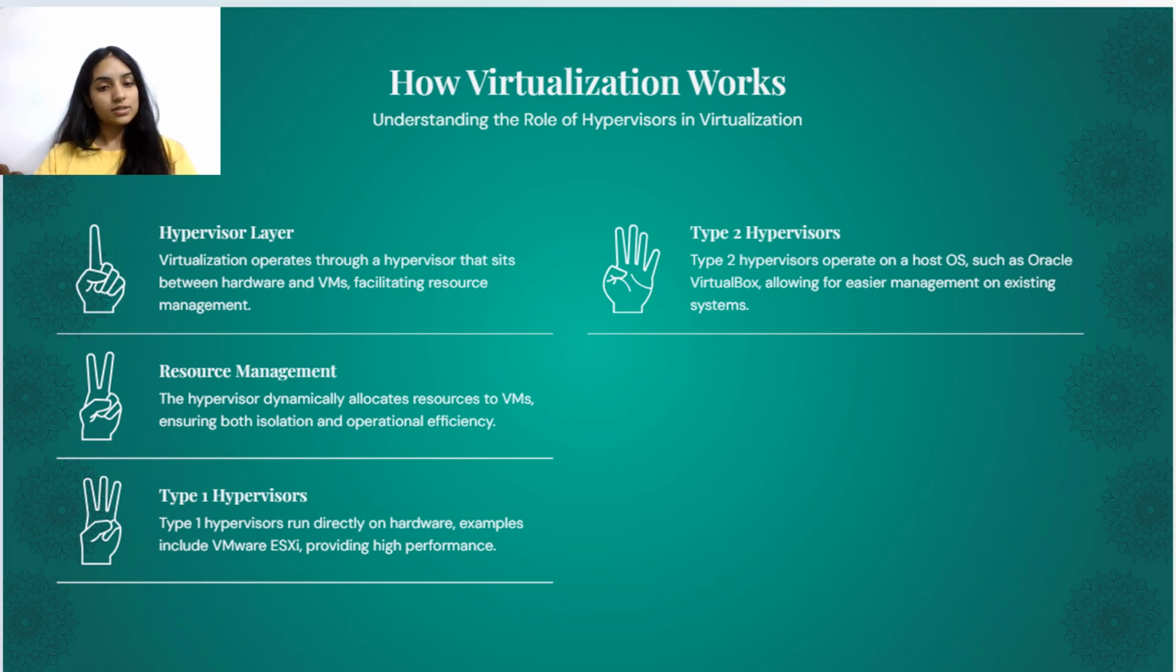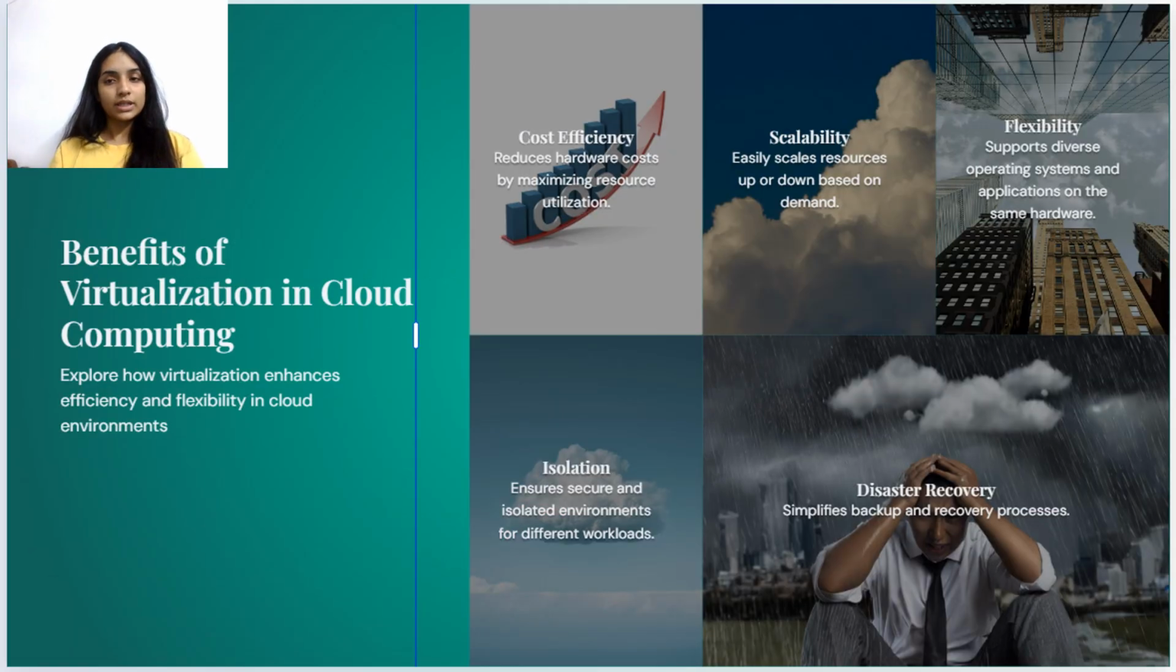Type 1 hypervisors are those that run directly on hardware. Examples include VMware, providing high performance. Type 2 hypervisors operate on a host operating system, such as Oracle VirtualBox, allowing for easier management on existing systems. Moving to our next slide, which is benefits of virtualization in cloud computing. Explore how virtualization enhances efficiency and flexibility in cloud environments.